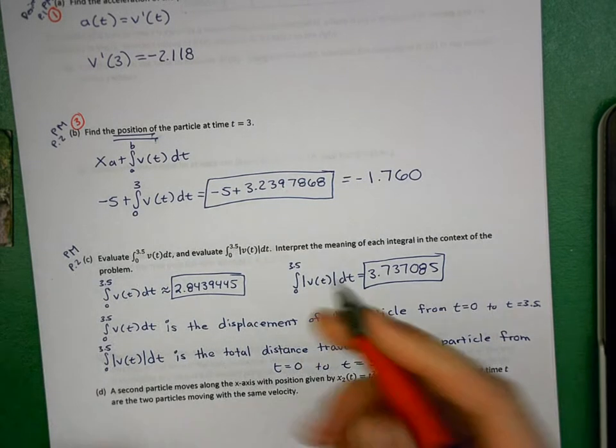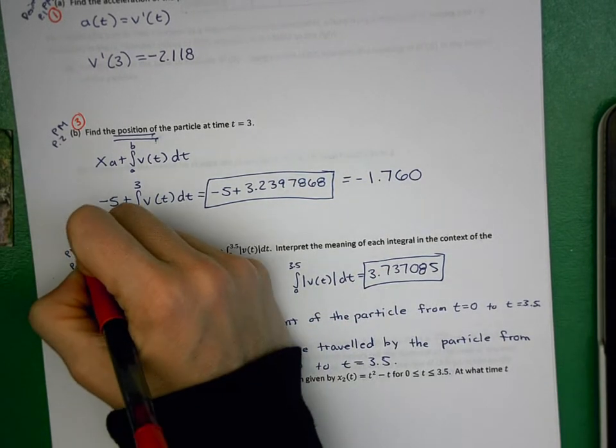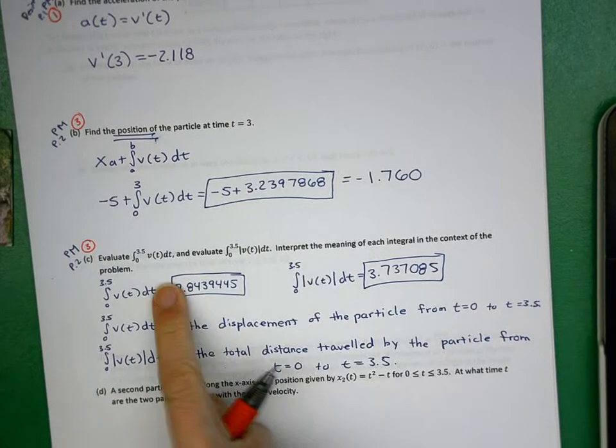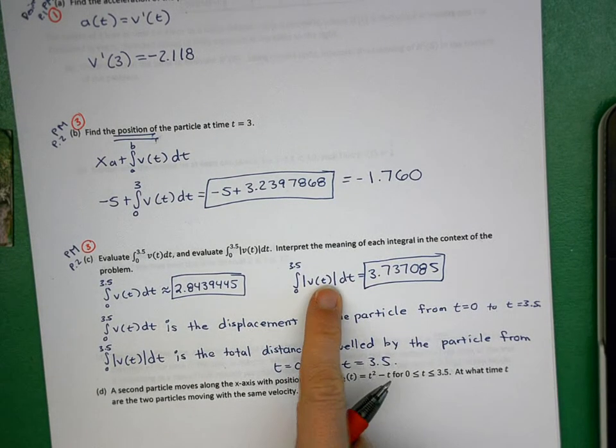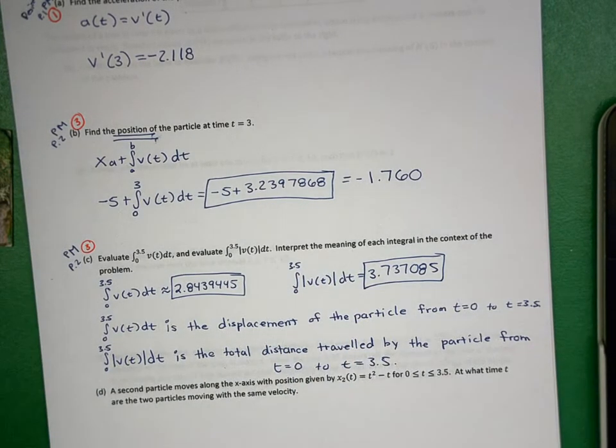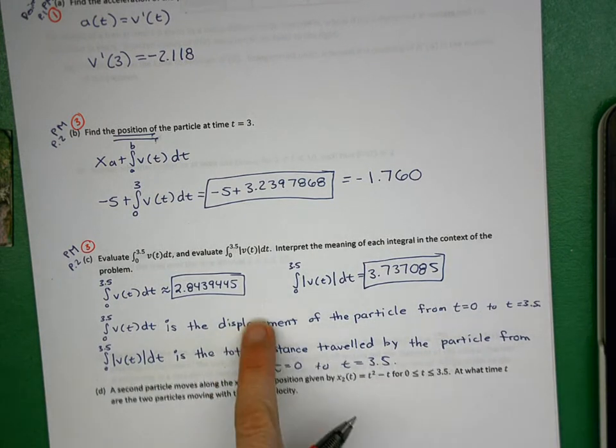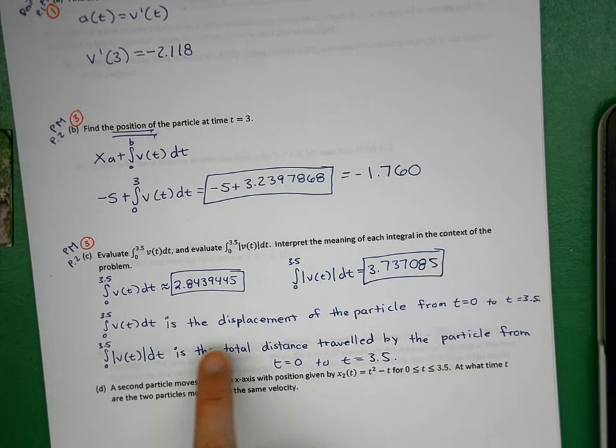This one was worth 3 points. 1 point came from your 2 evaluations, so you did have to have them both right. Again, it was a calculator problem, so it just means being very careful about plugging into your calculator. And then 2 points came from your interpretations of each. So knowing that this one is the displacement from 0 to 3.5 and this one's the total distance from 0 to 3.5.